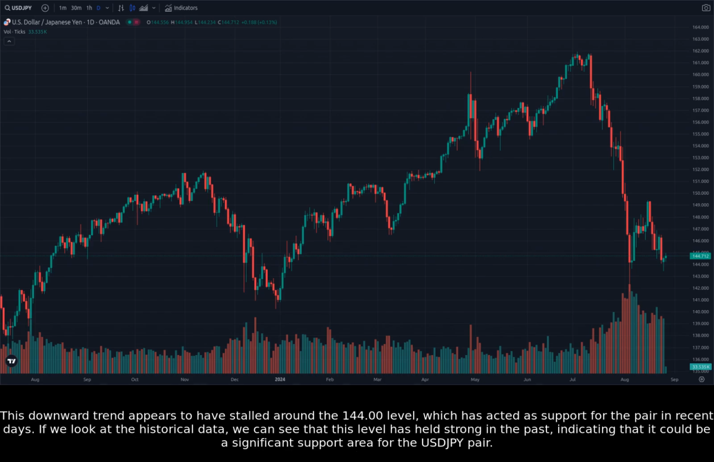This downward trend appears to have stalled around the 144.00 level, which has acted as support for the pair in recent days. If we look at the historical data, we can see that this level has held strong in the past, indicating that it could be a significant support area for the USDJPY pair.